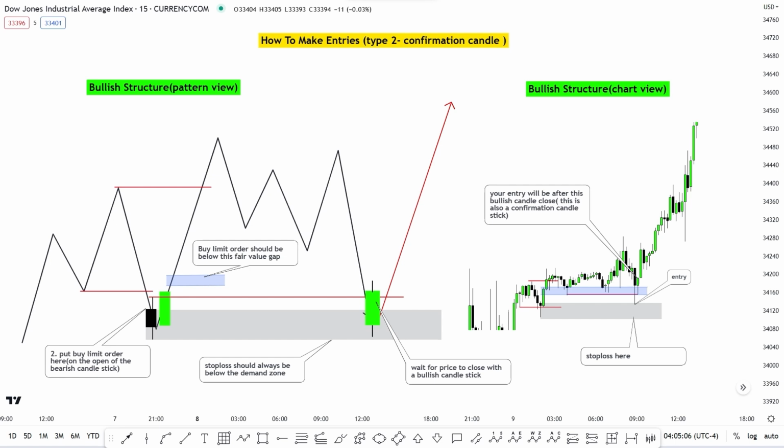To enter the market using this method, we wait for price to close the fair value gap and touch the identified demand zone. Once these conditions are met, we exercise patience and look for a specific type of candlestick to form. In this case, we are waiting for a bullish candlestick to close. The bullish close provides confirmation that price has a high probability of moving in the anticipated direction, in this instance, to the upside. By waiting for the confirmation candle, we aim to increase the accuracy of our entries and align our trades with favorable market conditions.